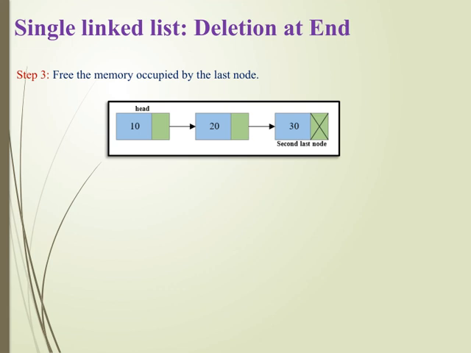So, we simply deallocate or delete that last node from memory, ensuring our program manages resources efficiently. This step completes the deletion process, making sure our linked list remains clean and optimized. Remember, properly freeing memory is essential whenever we remove nodes in dynamic data structures like linked lists.